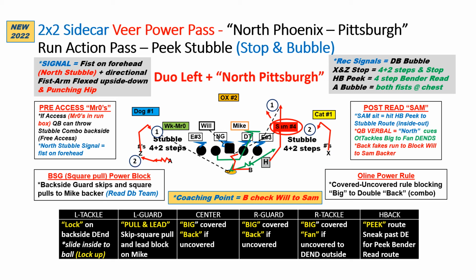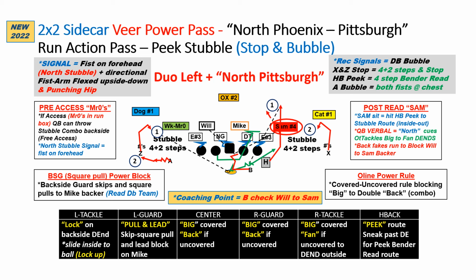Last, here's the Veer power pass from a 2x2 set and a sidecar. You can see same signal, fist on the forehead for the north, stubble bubble, and then directional fist punch in the hip for the power signal. Again, back will do his 3-step and mesh into the line, down in the line of scrimmage, checking the Will to the Sam backer. Quarterback does his same ride where he turns and pivots, and then reads the Sam backer looking inside out for the H-back on the bender read, peek route, and then the stubble stop to the X.